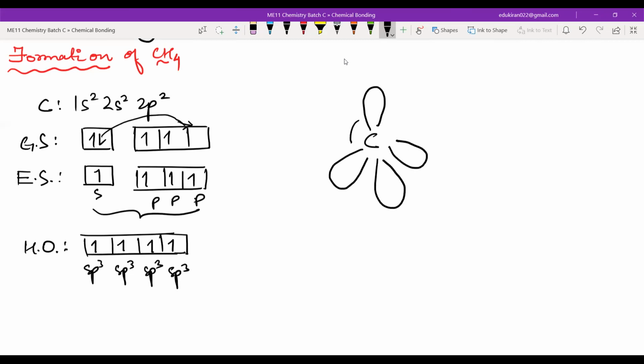Also, please listen, all the angles here are 109.5 degrees. I will also show you the CH4 molecule, don't worry, in the model. Now, this is the carbon atom. It has how many electrons? It has 1 electron on each side.